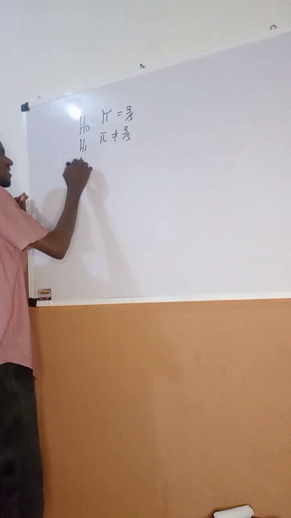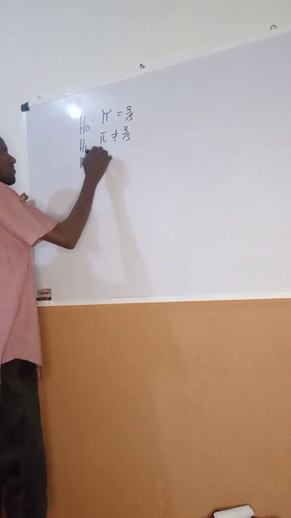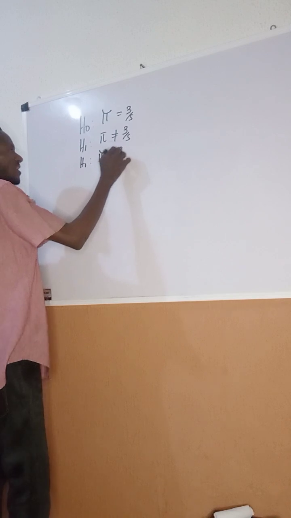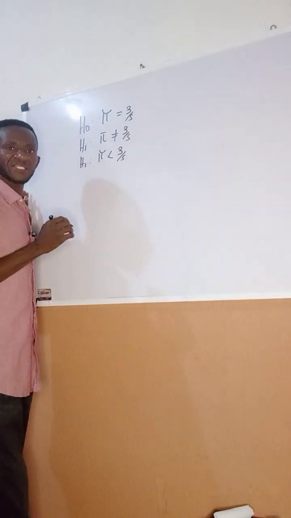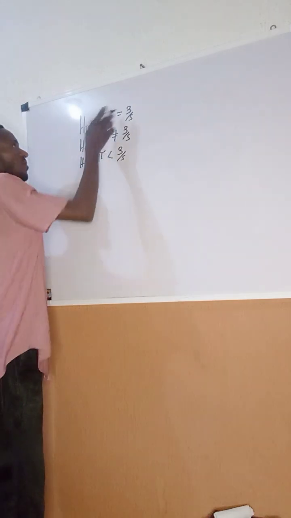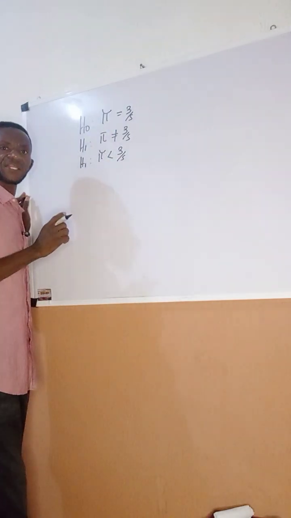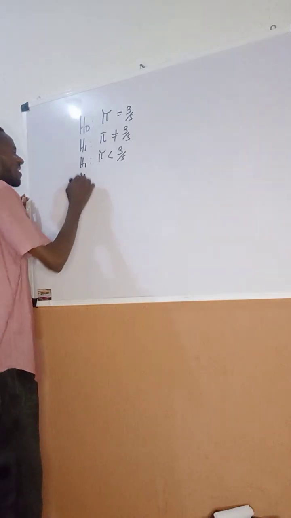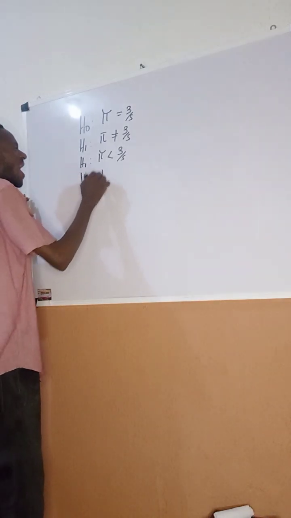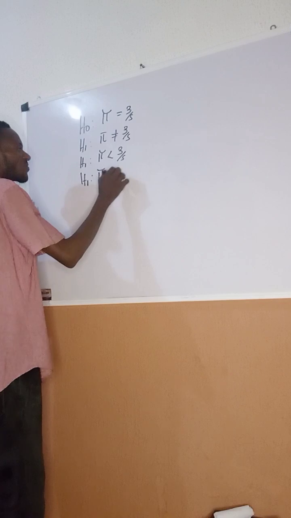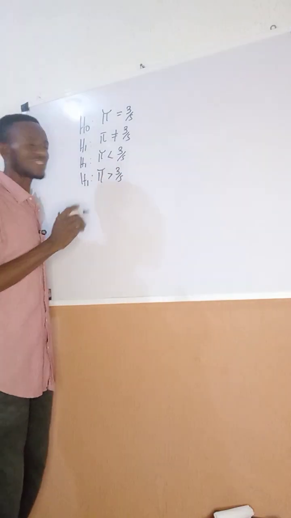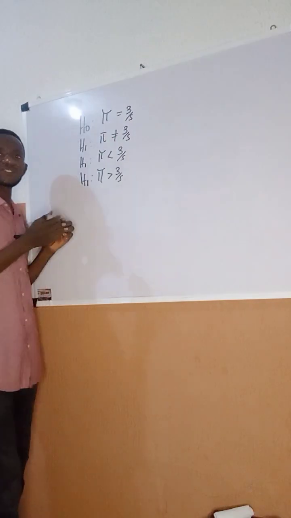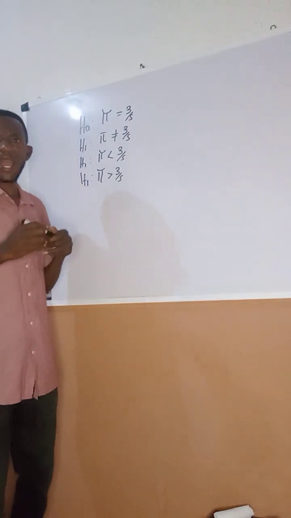Or the person can say H subscript 1, that pi is less than 3 over 5. It's also an alternate hypothesis because the sign contradicts the sign of the null hypothesis. Or it can be H subscript 1, that pi is greater than 3 over 5. It is also an alternate hypothesis because the sign contradicts the sign of the null hypothesis.